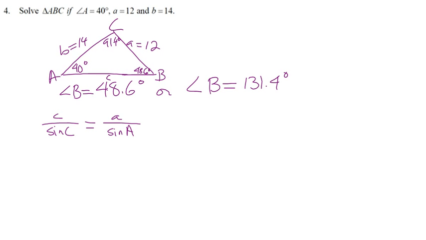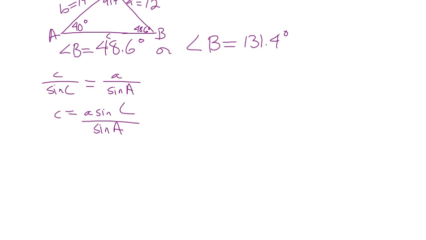So little c is equal to a sine C over sine A. And again, that's just me. I just like to do my rearrangements with the formula before I substitute in. And now we write it down. So little c is 12 sine 91.4 degrees over sine 40 degrees. And we'll give that to the nearest tenth. So 12 sine 91.4 divided by sine 40 is 18.7.